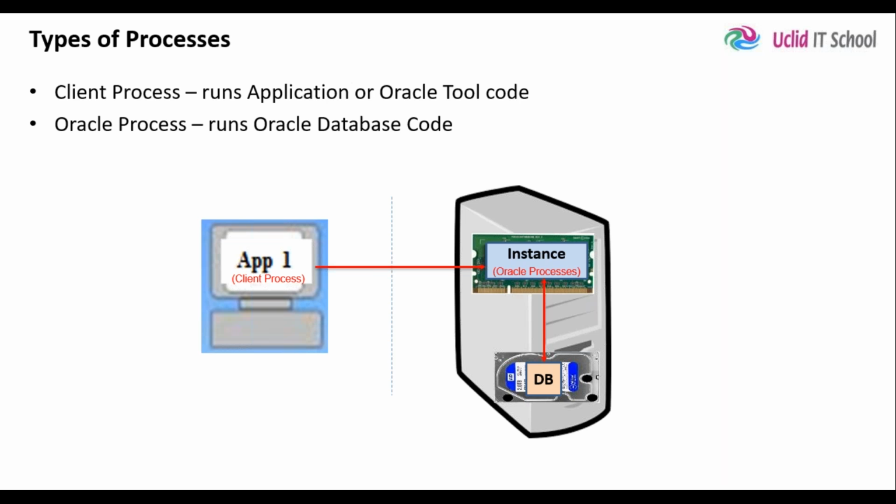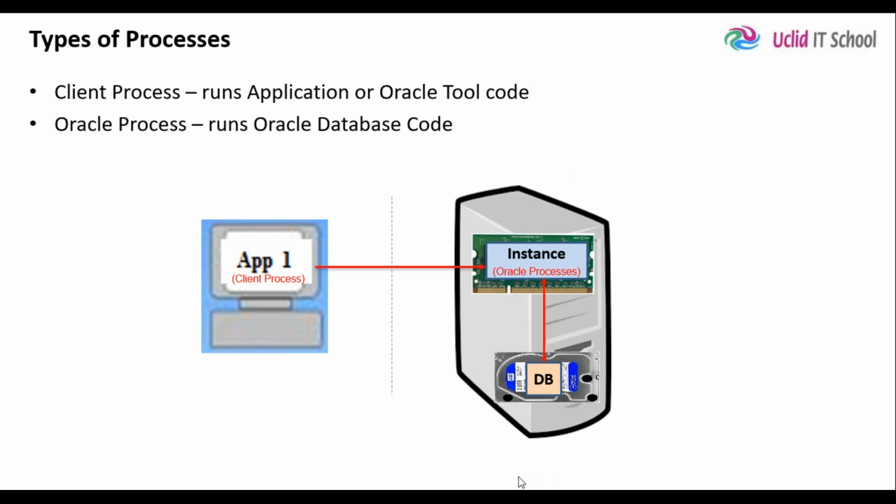When you run the application to connect to the database, the application code has to be executed on the client system. So the client system starts the client processes that run the application code. Or if you don't have an application, you might use an Oracle tool like SQL Plus. SQL Plus is an Oracle tool to connect to an Oracle database. You start SQL Plus on a remote system to access a database running on a different system. Whatever may be the case, client processes are on the client system and they run the application code or Oracle tool code. Then Oracle processes run on the database server and run the database code.